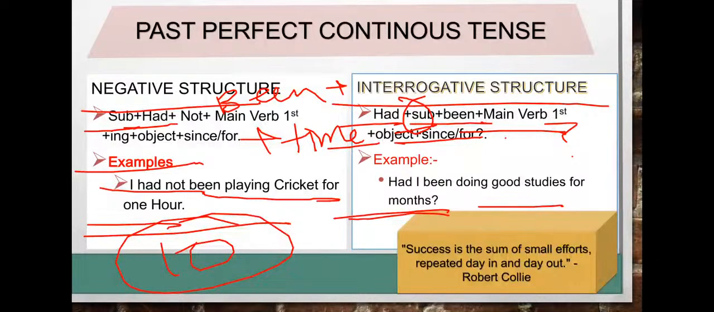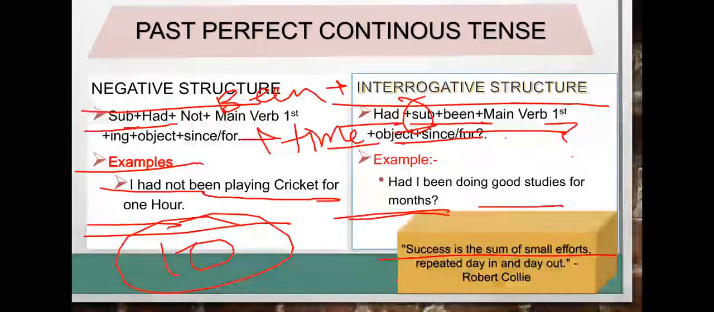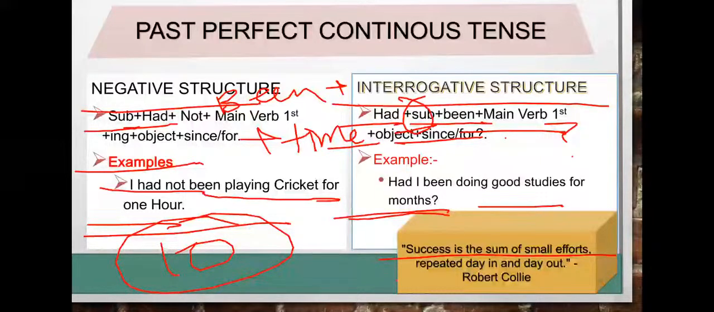Yes, we are working too hard and success is not found yet, but still, success is the sum of small efforts, okay, ladies and gentlemen, repeated day in and day out. Success is not something achievable just because we work 24 hours a day and we get success. Not like that. Success is the result of small efforts you take on a daily basis.